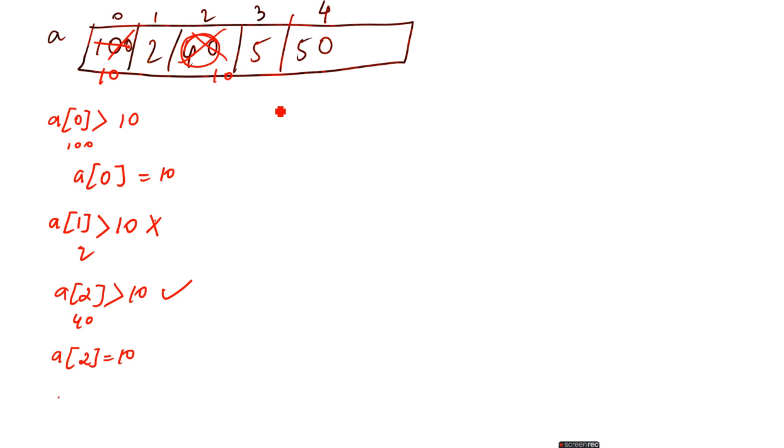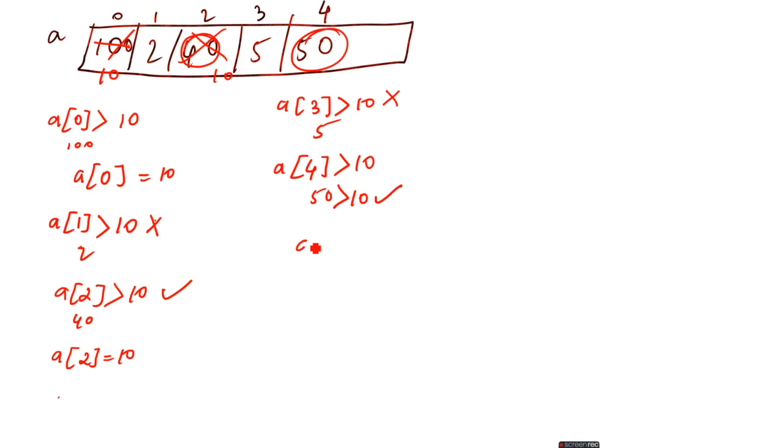Now next we are checking a of 3. Is a of 3 greater than 10? A of 3 is 5. Is 5 greater than 10? The condition is false. Now next we take the next index value, that is 4. Is a of 4 greater than 10? A of 4 is 50. 50 is greater than 10, so the condition is true. Then we have to change this 50 to 10. So 50 is located at index 4, so we have to write a of 4 equal to 10.